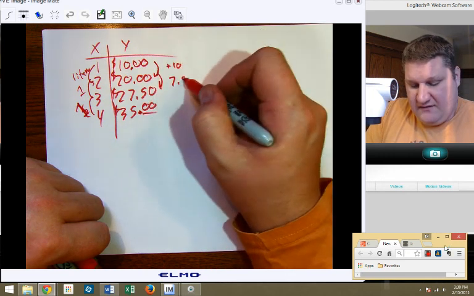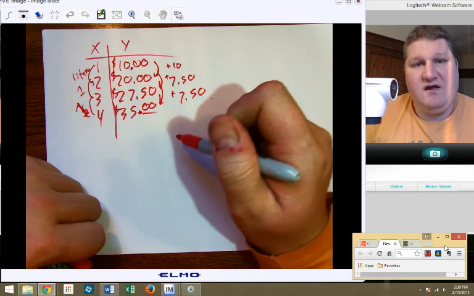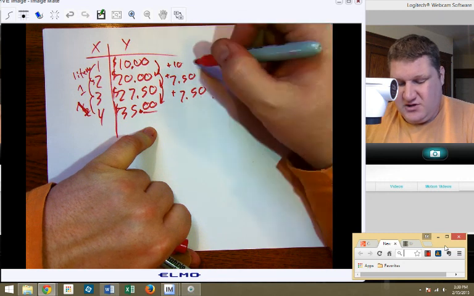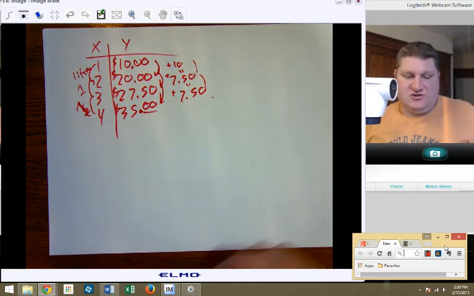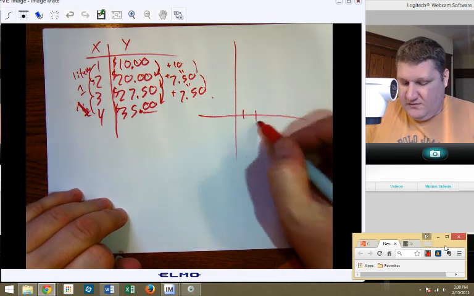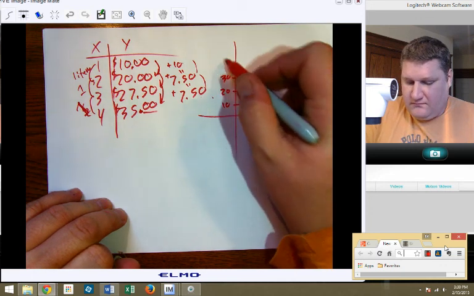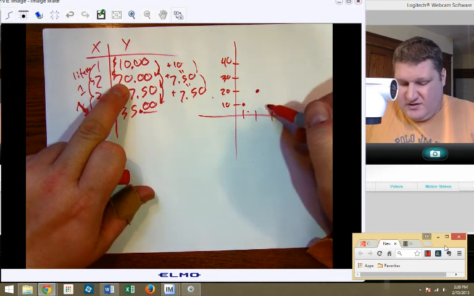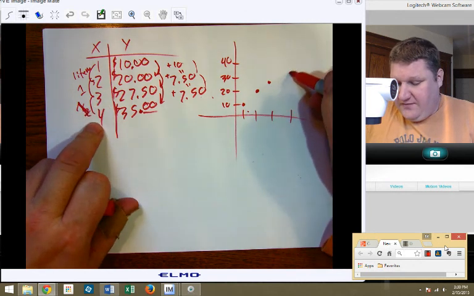This, I'm going up by $7.50. This, I'm going up by $7.50. So in this case, my change is $10, $7.50, and $7.50. These are not the same. If these are not all equal, then it is not a constant rate of change like we had in the last one. And if I were to try to graph these, 1, 2, 3, 4, 10, 20, 30, 40, I would say 1 at $10, 2 at $20. Well, that's looking pretty good. 3 at $27.50, 4 at $35.